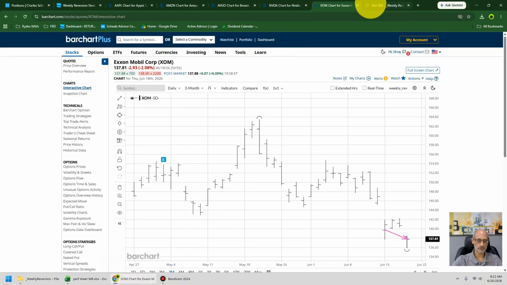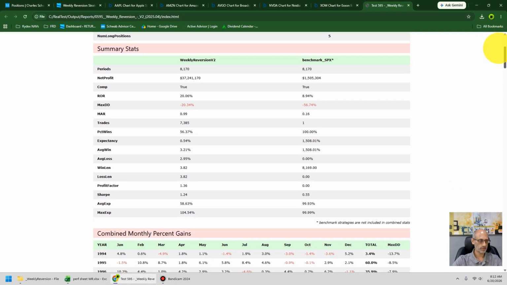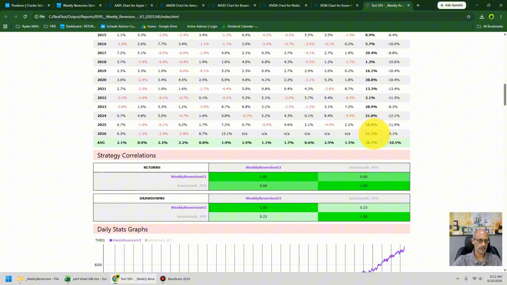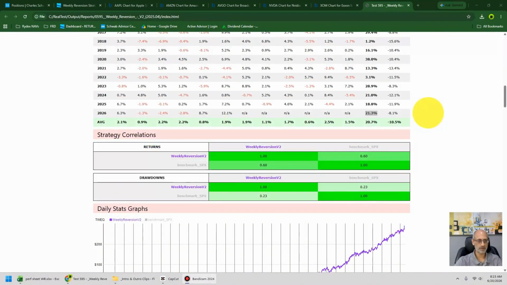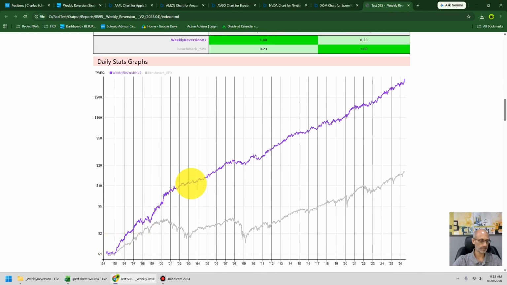And let's look at the performance long term. Long term, this is the back test going from 1994 to present date. And over that time frame, the strategy's annualized return is 20% compared to about 9% for the S&P 500. And year to date, the strategy is up 21%, whereas the S&P 500 is only up 9% for the year. And this is what the long-term back-tested equity curve looks like compared to the gray line, which is the S&P 500.